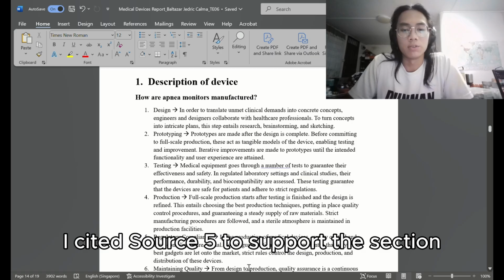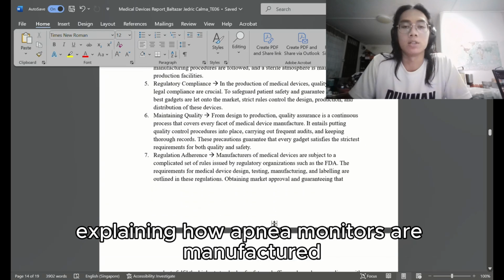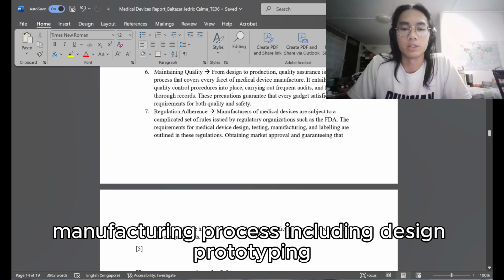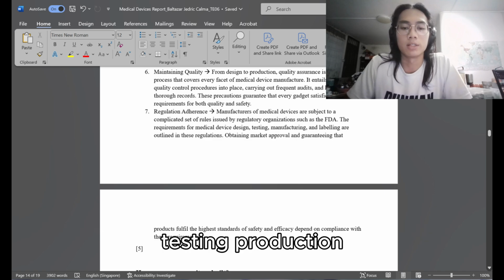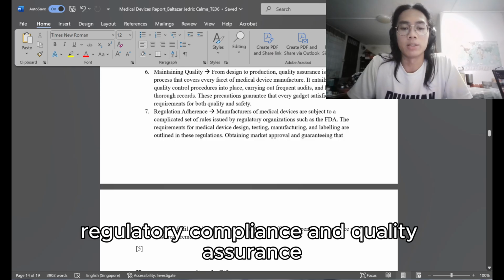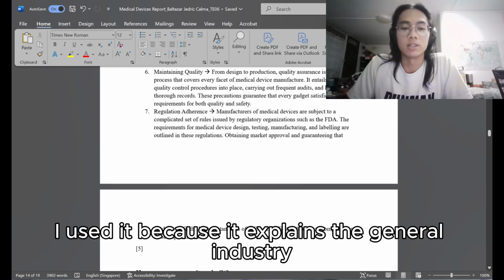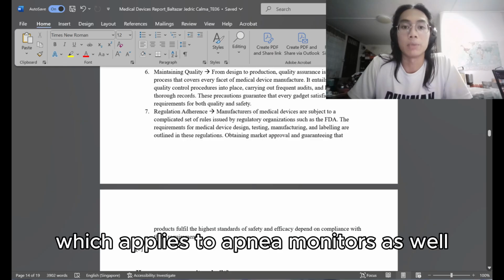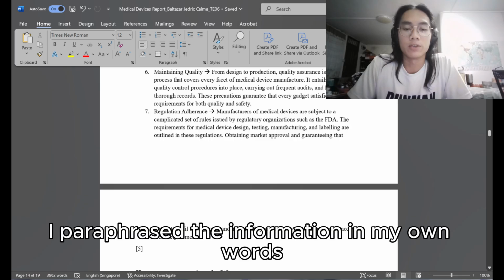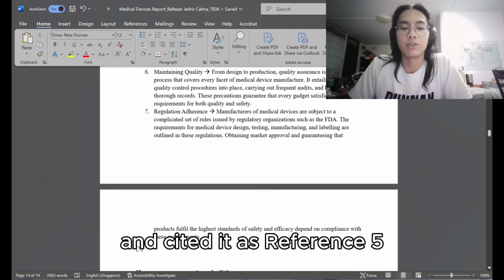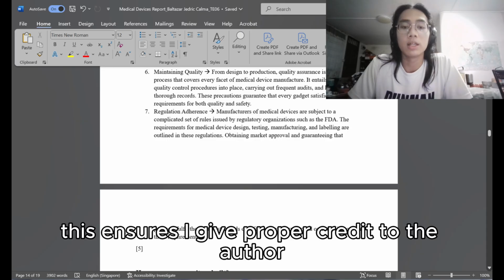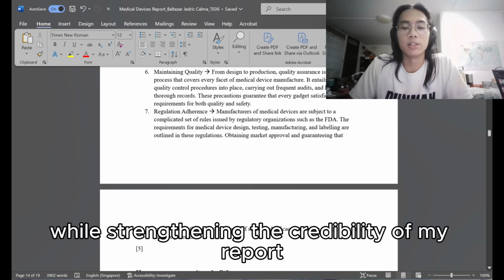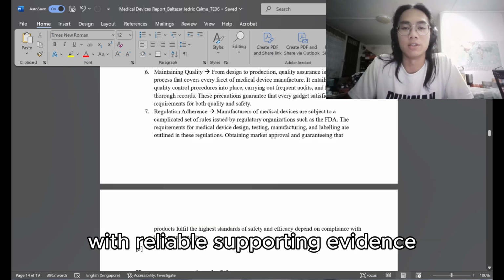I cited Source 5 to support the section explaining how apnea monitors are manufactured. The source provided a structured overview of the medical device manufacturing process, including design, prototyping, testing, production, regulatory compliance, and quality assurance. I used it because it explains the general industry standard process for medical device development, which applies to apnea monitors as well. I paraphrased the information in my own words and cited it as reference 5 to acknowledge the original source. This ensures I give proper credit to the author and avoid plagiarism while strengthening the credibility of my report with reliable supporting evidence.